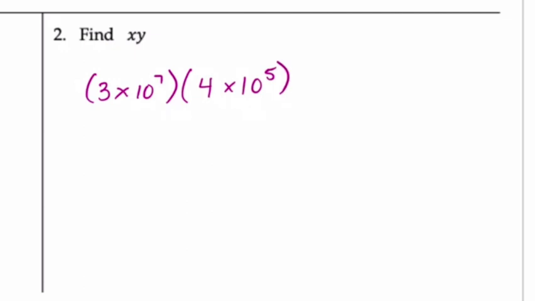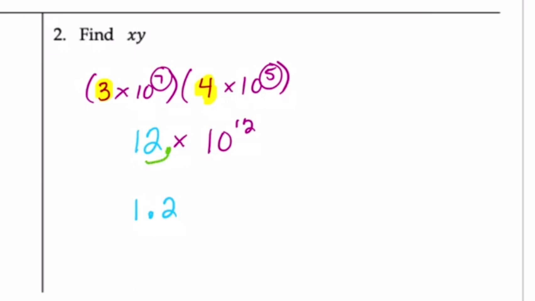Now, when we multiply, we can multiply our coefficients, and we are going to be adding our exponents. So 10 to the 12th power. Since this is not written in scientific notation, I am going to go ahead and write it in that form. So my decimal place is behind the 12. I want it to be in between, which means that this exponent is going to increase.